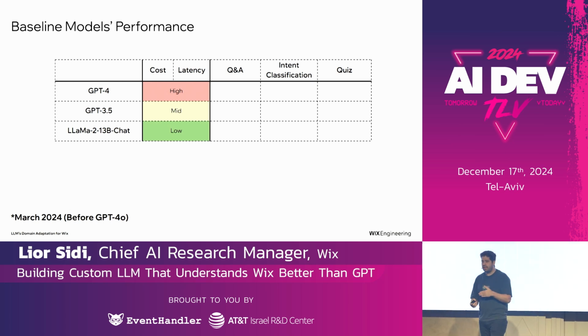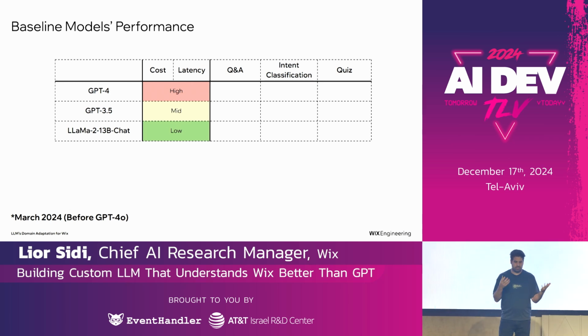On the other hand, Llama 2 13 billion was much cheaper. You could run it on your local machines, on your local instances, and it was pretty fast. And the go-to, I think most of you already don't remember, was GPT-3.5. It was right in the middle, had very good performance, and it was pretty good. So it was the go-to model when we did prompt engineering.